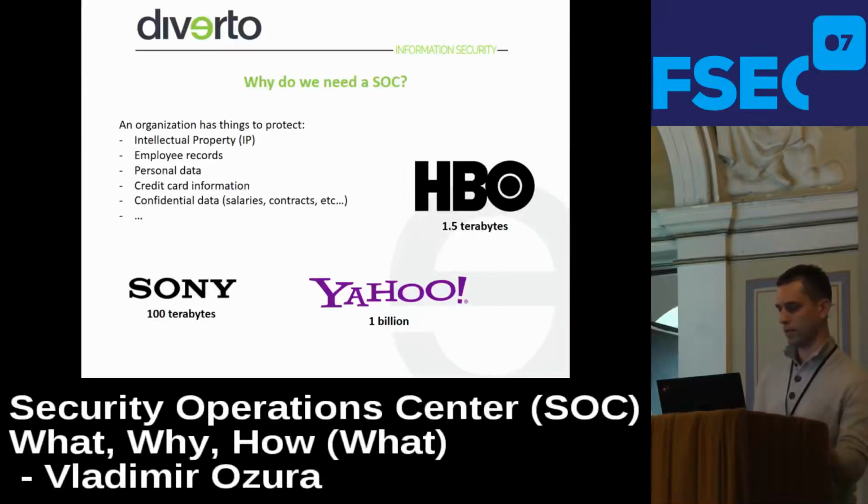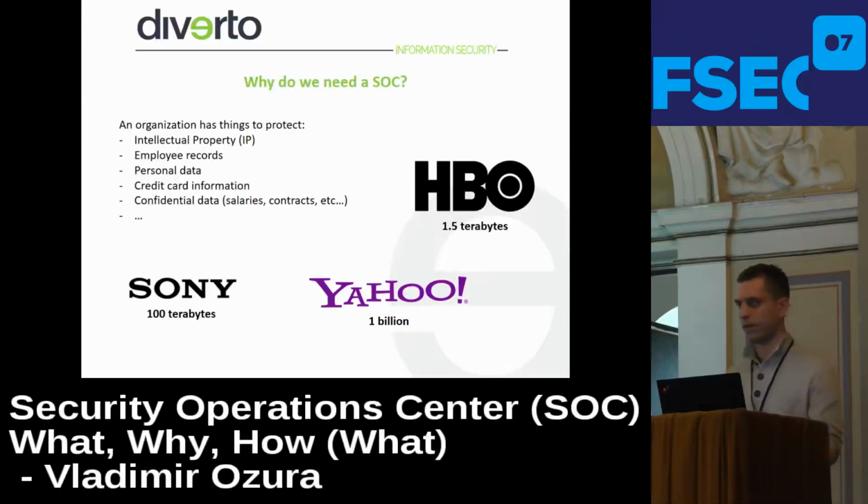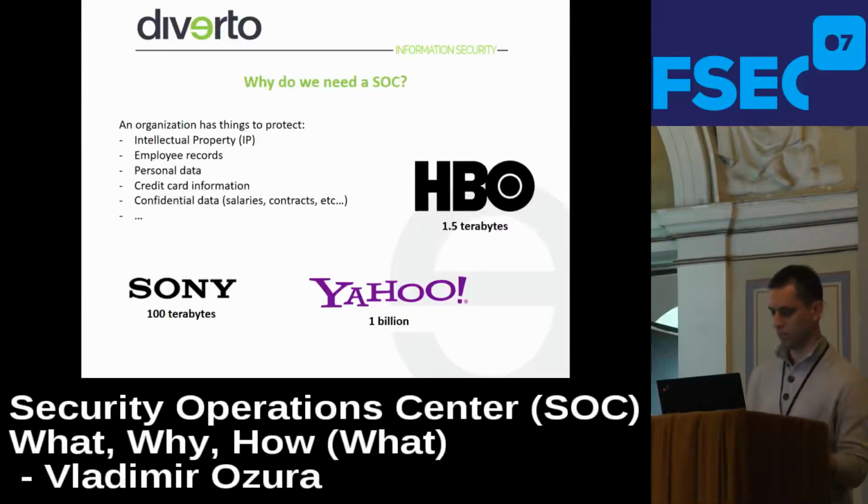Here we can see a couple of examples of companies that have been breached before, like Sony, which lost 100 terabytes of data. Yahoo, which lost 1 billion users, and the latest one, HBO, they lost 1.5 terabytes of data, including the latest episodes of Game of Thrones. So they obviously had something to protect. They didn't succeed that much in it.